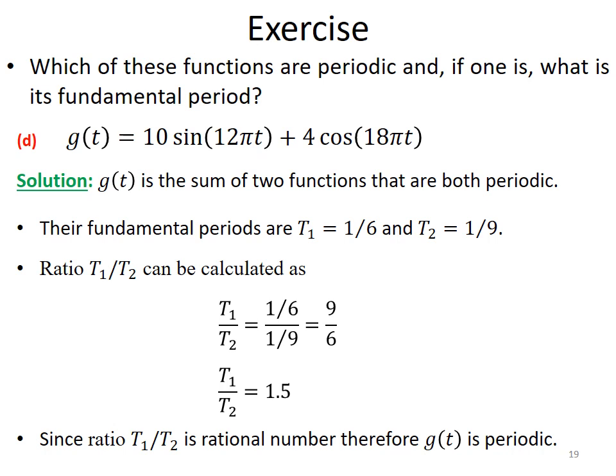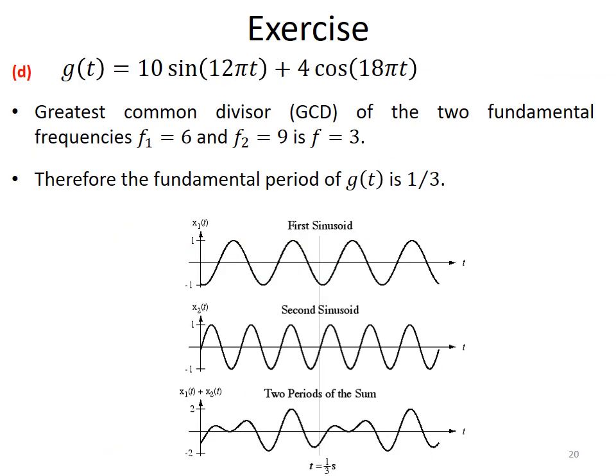So T1 upon T2 is basically 9 upon 6, which is equal to 1.5, which is obviously a rational number. Therefore we can say that g of t is also periodic. Now we need to find the fundamental period, the common time period of the two fundamental frequencies. The fundamental frequencies are 6 and 9, and the greatest common divisor is 3. Therefore the fundamental period of g of t is 1 upon 3.